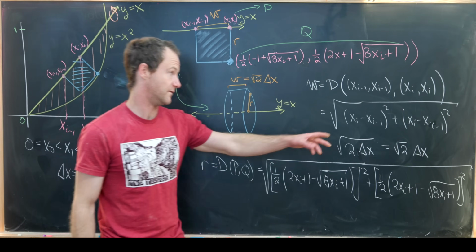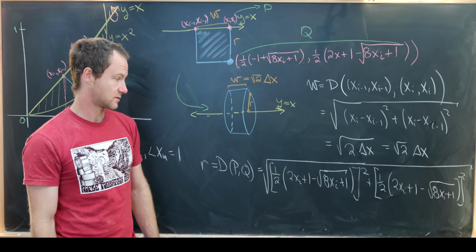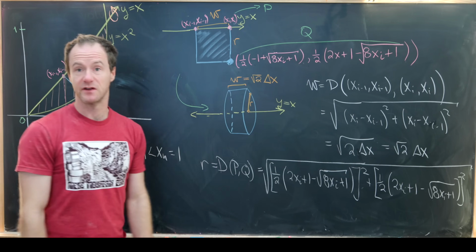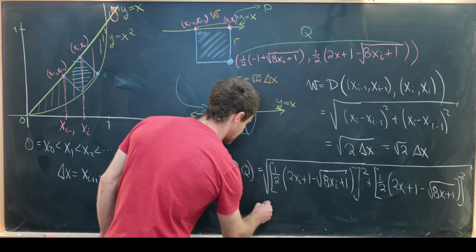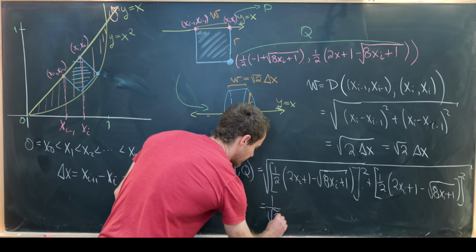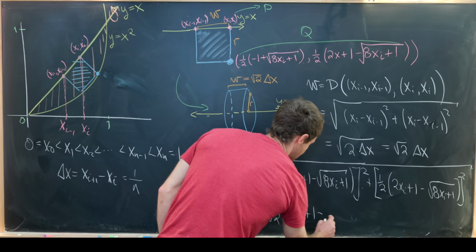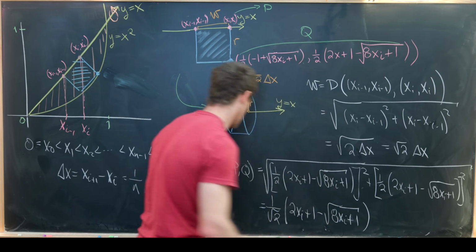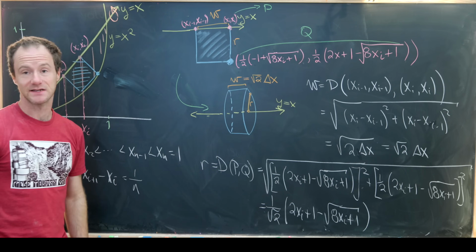Okay, so now via a similar process to this right here, we can add these two things together. That'll give us a square root of 2 times this thing right here, where the square and the square root cancel each other. Okay, so that's going to give us, well, the square root of 2 over 2, that's 1 over the square root of 2. And then we'll have 2x_i plus 1 minus the square root of 8x_i plus 1. Great. So that's our radius of our disk.